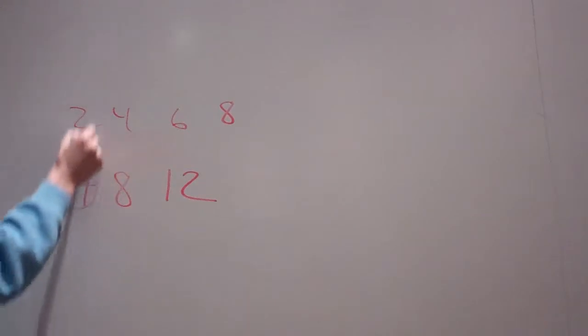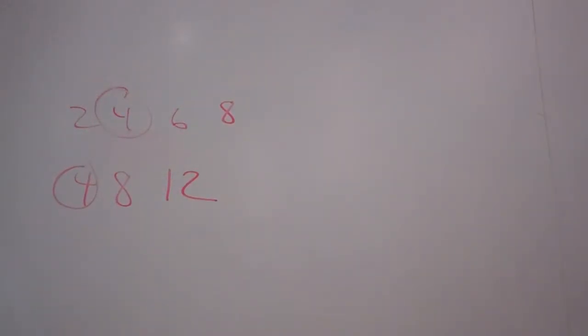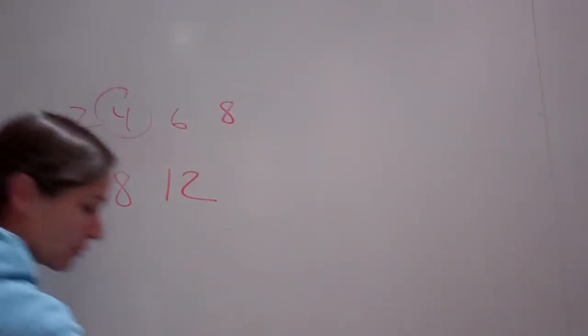You should have gone 2, 4, 6, 8, and then you should have gone 4, 8, 12, and you should have realized real quick that you said 4 twice. Got it? I'm going to move on so we can hurry. You already got it. Okay?